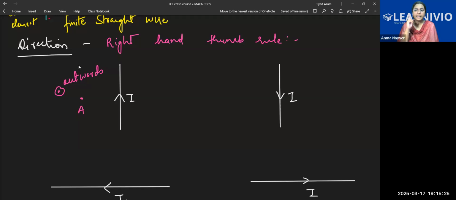So the next step is you put it upwards and then you curl your fingers towards the point. If my point is located here, and I keep my palm like this, it will curl like this, not towards the point, right? If I keep my palm like this, now if I curl, it is getting curled towards the right point. And where is the thumb pointing? The thumb is pointing towards me. That is telling me that the direction is outwards.